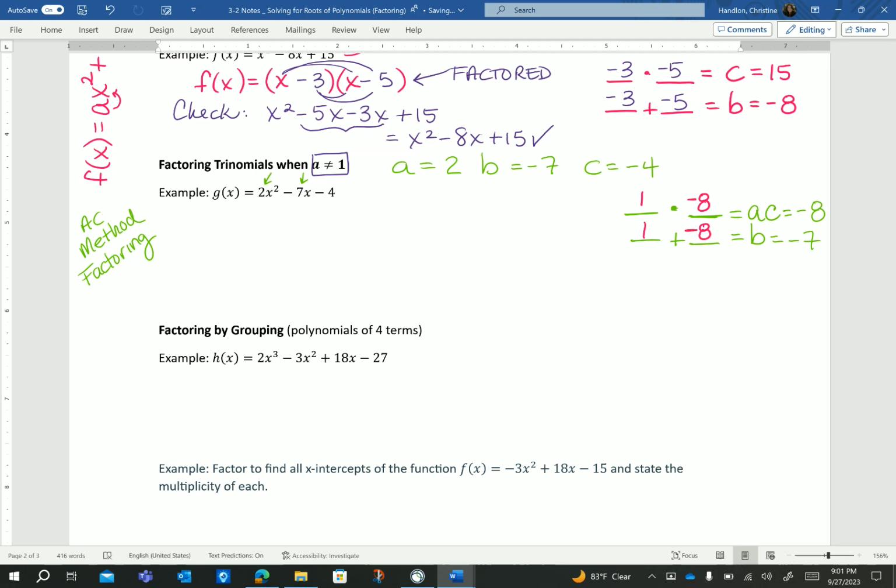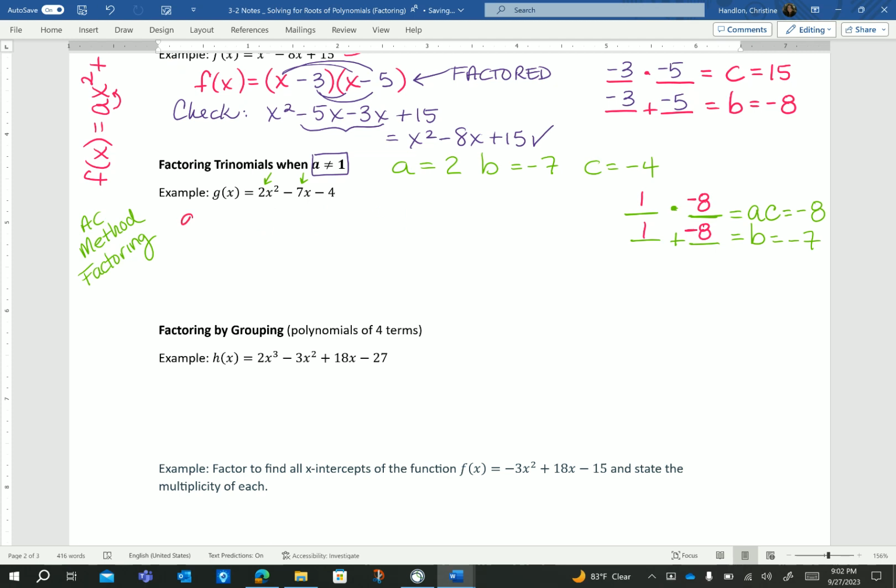So 1 times negative 8 is negative 8. 1 plus negative 8 is negative 7. So here's where it's different, okay? You're not going to do this and put an x, and put the numbers +1 and -8, because look right off the bat, if I go x times x, I don't have a 2x squared. So you don't do that when a is not 1.